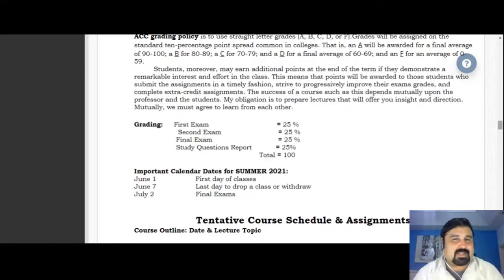Again, it's not all that mechanical. That is to say, I take other factors into account when I'm actually calculating the final grade. There are other things to factor in as well.